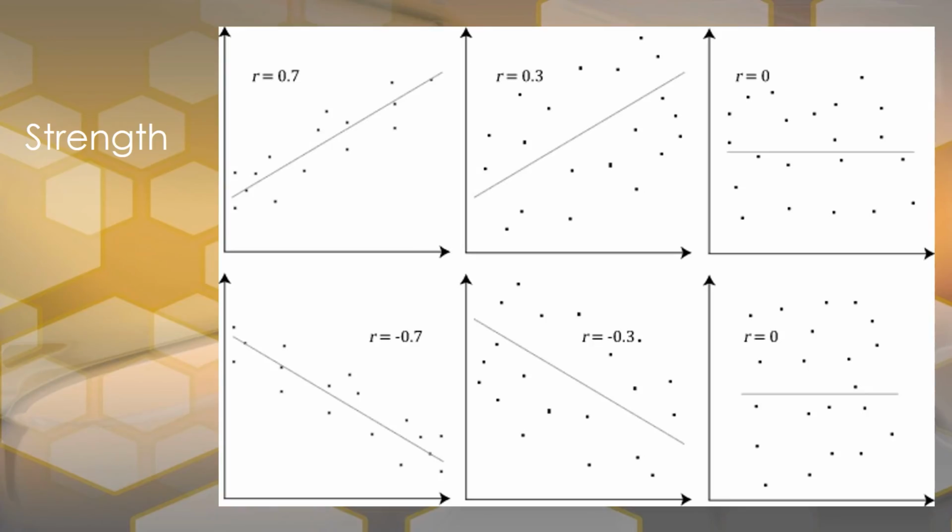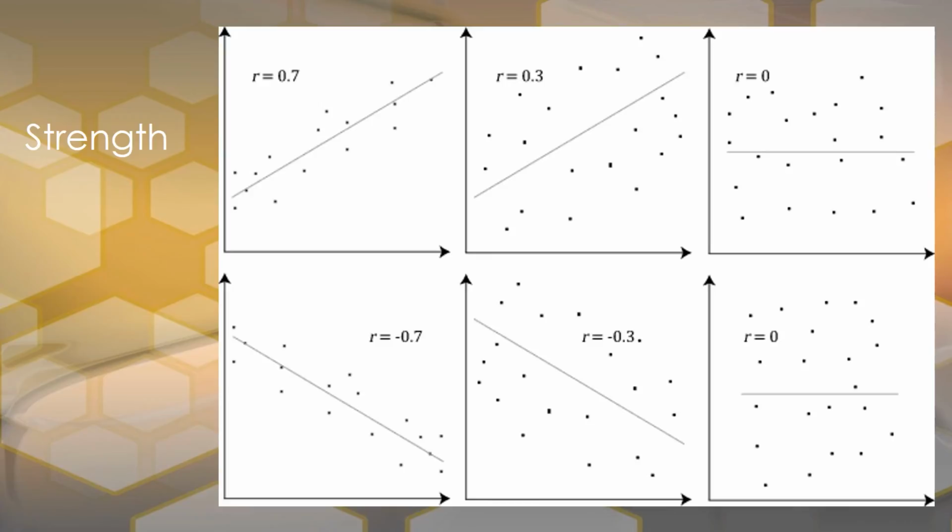Here are some examples of different strengths. The first two in the first column are both 0.7 strengths. They're pretty strong. The dots are pretty close to the line. So the closer the dots are to the line, the stronger the strength, because the more accurate we can be when we are predicting the outcome. The top one is positive and the bottom one is negative, but they have the same strong strength.